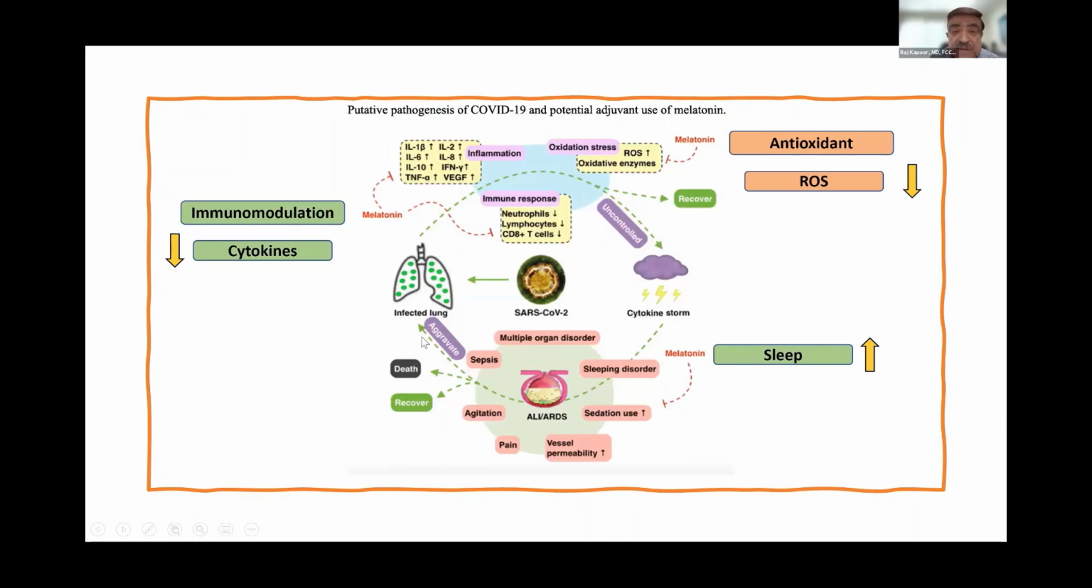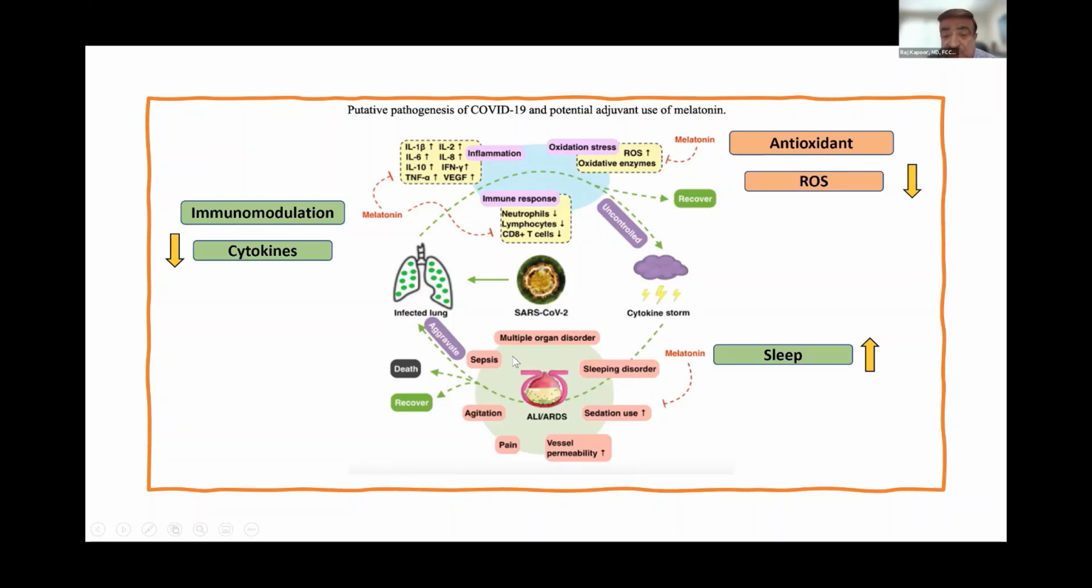So I have been using melatonin, being a sleep physician, for sleep. But I find that melatonin is very effective as an antioxidant. If you remember, I told you there is oxidative stress when the coronavirus infects, and this causes release of reactive oxygen species. And melatonin is very effective in blocking the reactive oxygen species as an antioxidant. It promotes sleep in a patient with COVID-19 who has moderate to severe disease, because I call it COVID-somnia.